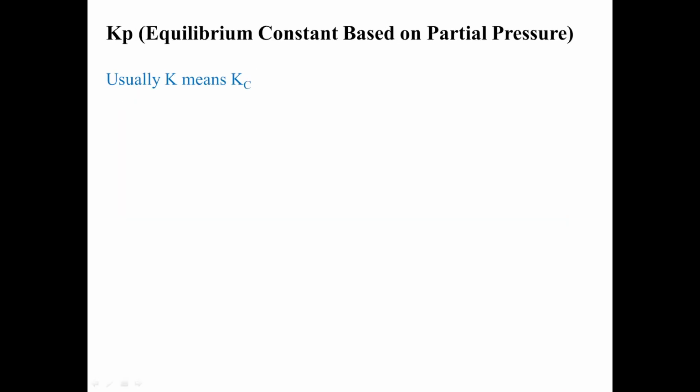So that's how we can calculate K. And normally when we talk about K, as I've done at the beginning of this video, we really mean Kc. Kc is the equilibrium constant based on concentration. There's another term, Kp, which is the equilibrium constant based on partial pressures.